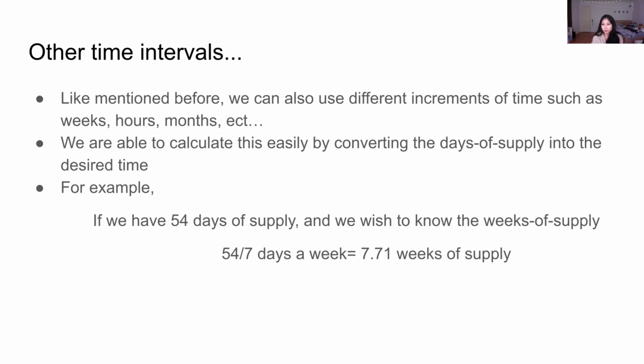So for example, if we have 54 days of supply, but we wish to know the weeks of supply, this can be easily calculated by taking the days of supply, which would be 54, divided by 7 days a week, 7. And this would be about 7.71 weeks of supply. So it's important to know not only how to calculate days of supply, but also how to convert it easily, so you can apply it to different situations that might need larger or smaller increments of time, depending on the situation. I'll give you a second to write this down.